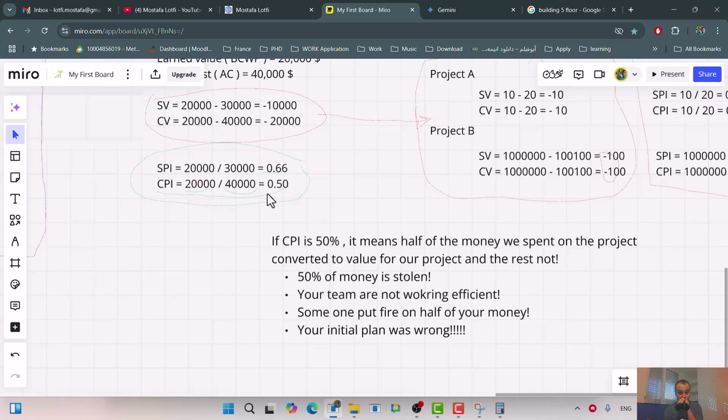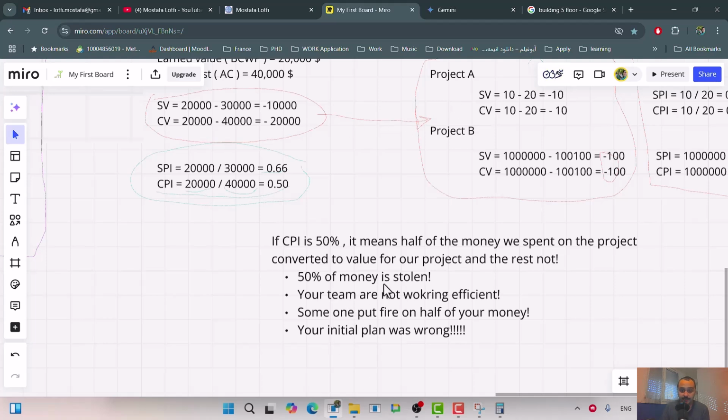Because at least if I see half of my money stolen by someone, but I managed to deliver 2 floors with half of that money, at least I can be confident that my original plan was correct. So for the rest of the project, I have better confidence. I just need to find a way to prevent someone from stealing money, right? But if I see, oh damn, the whole planning is wrong, then I have to come back and reevaluate, reestimate everything from scratch. You get my point?